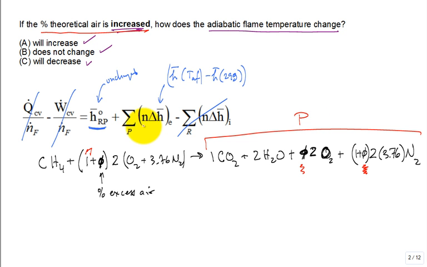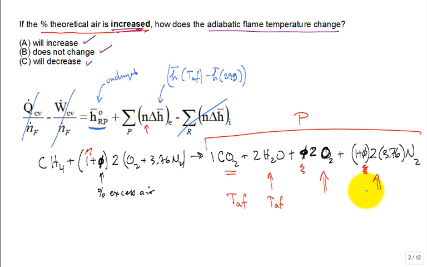Would you consider everything on this side a P, a product? Would this carbon dioxide go out at the adiabatic flame temperature? Yes. Would this product of water vapor go out at the adiabatic flame temperature? Yes. Would this oxygen that wasn't combusted go out at the same temperature? Yes. Would this nitrogen go out at the adiabatic flame temperature? Every one of those products is going out at the same temperature. It's all mixed combustion products, true?